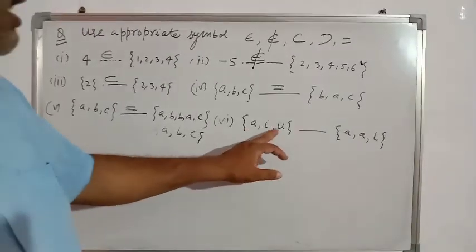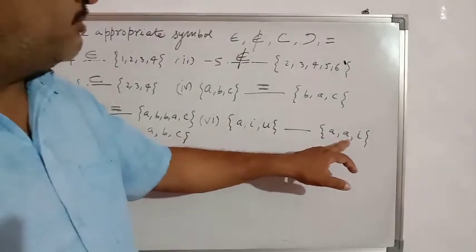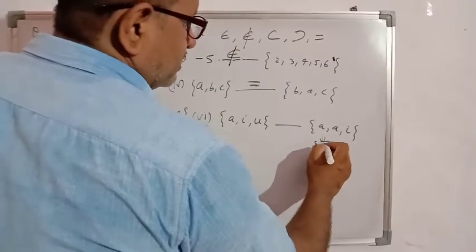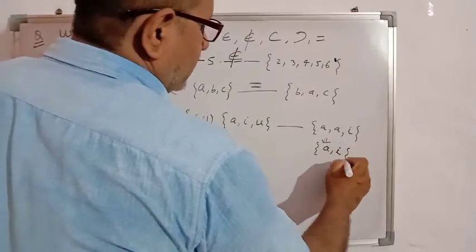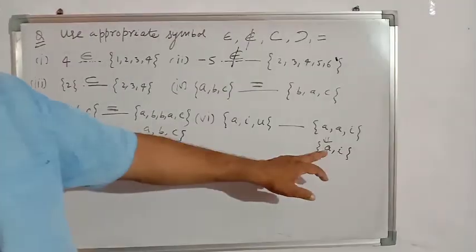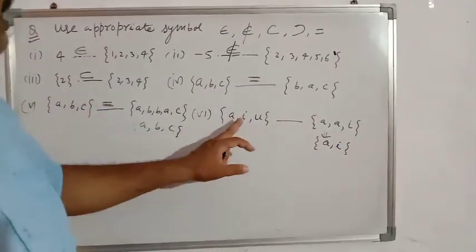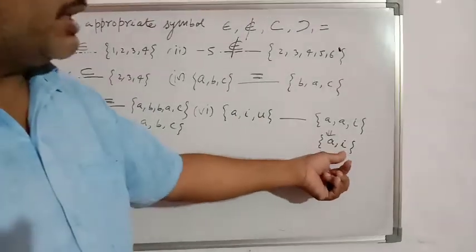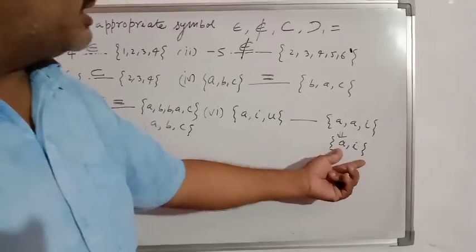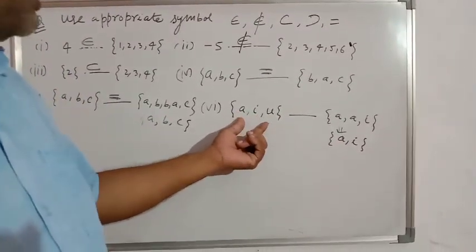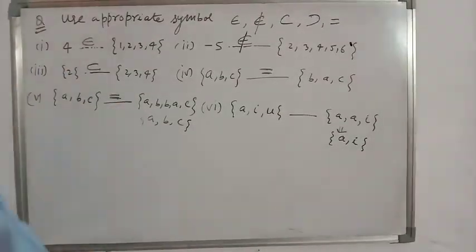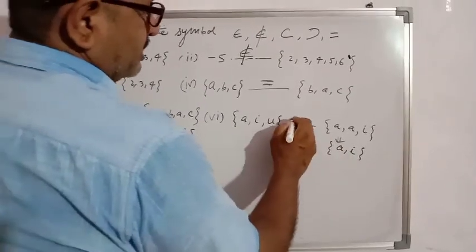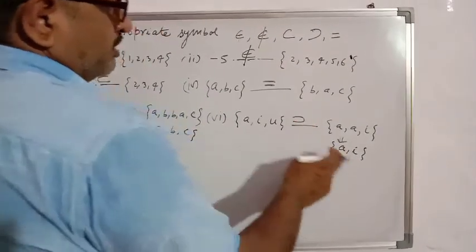Last one, A, I, U. Here A has come 2 times, A and I are there. Means we can write this set like this: A, comma, I. So A lies in this set, I also lies in this set. One element U is extra in this set. Means this set is the superset of this set. A, comma, I is a subset of this set. And the first set AIU is the superset of AI because it contains one extra element U which does not lie in the other set. So it is the superset of this set.